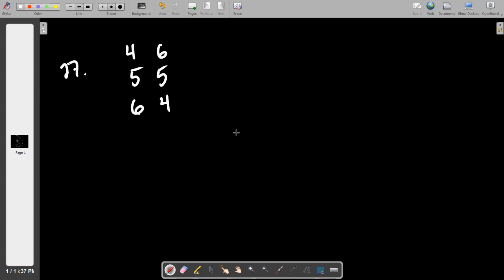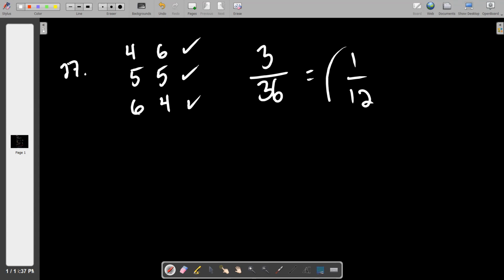And since you're rolling the die twice, this might be the only part that's tricky: there are 36 things that can happen. Do you understand that? 6 times 6 is 36. And there are 3 combinations. Here's combination 1, 2, 3. So it's 3 out of 36, which reduces to 1 out of 12.